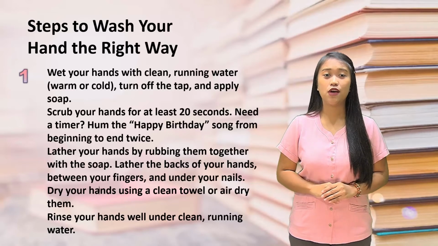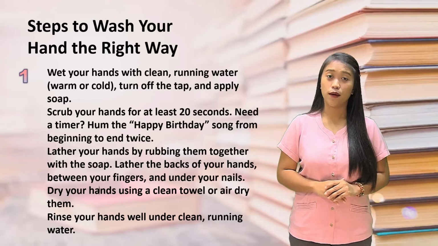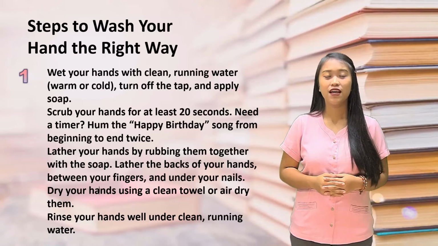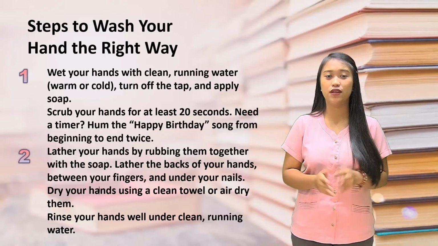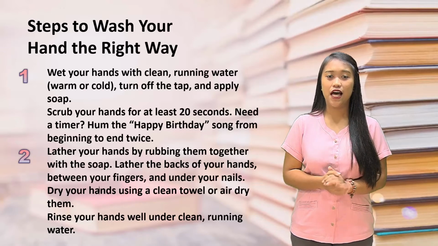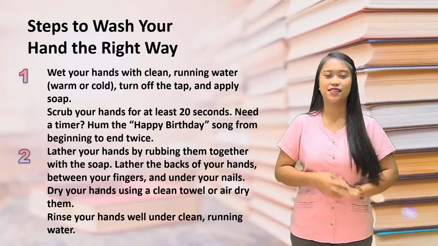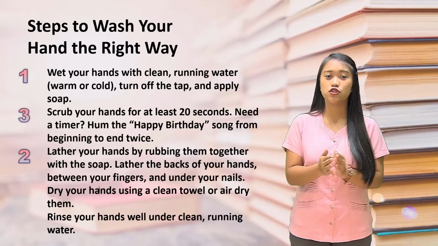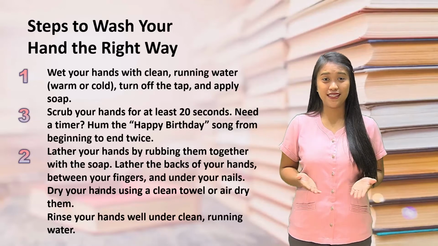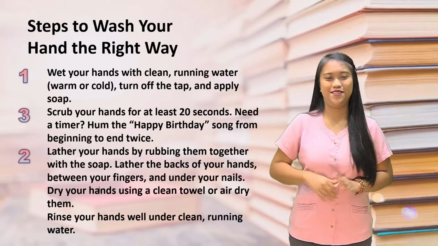First, you have to wet your hands with clean and running water, warm or cold, turn off the tap and apply soap. The second one is to lather your hands by rubbing them together with the soap. Lather the back of your hands, between your fingers and under your nails. The third one is to scrub your hands for at least 20 seconds. Do you need a timer? You should just sing Happy Birthday 2 times.